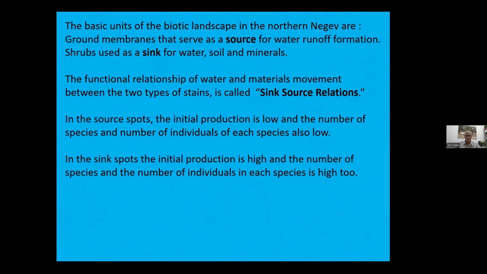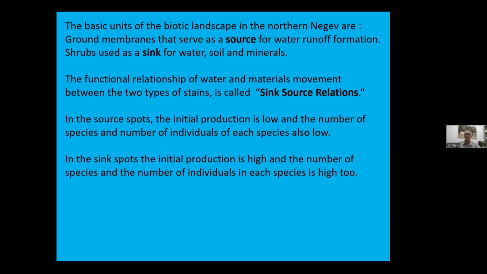So here come the works that we are doing on the land. The basic units of the biotic landscape in the northern Negev are ground membranes, or what we call soil crust, that serve as a source for water runoff formation. Shrub is used as a sink for water and for soil and minerals. The functional relationship of water and materials movement between the two types of patches is called sink-source relations.